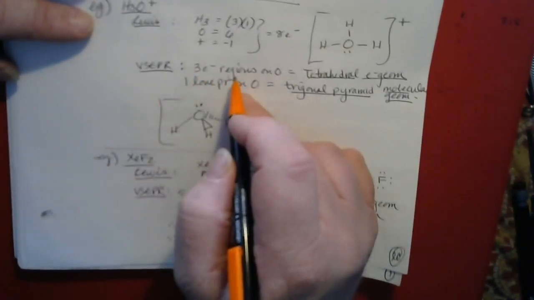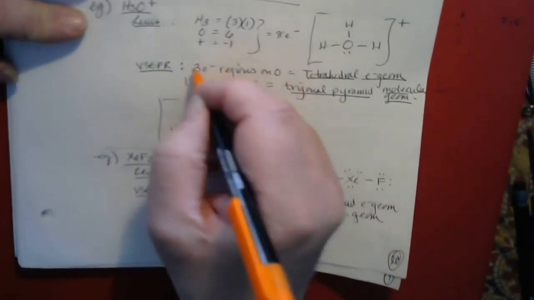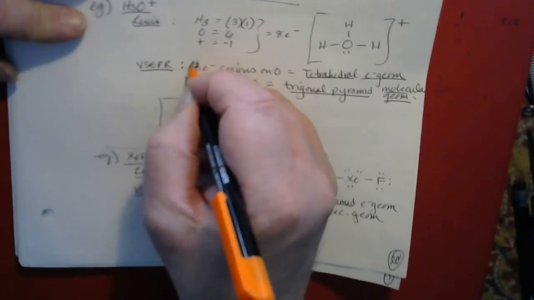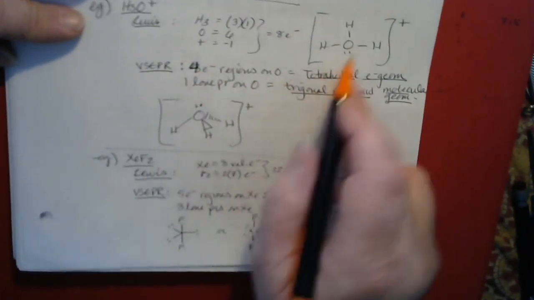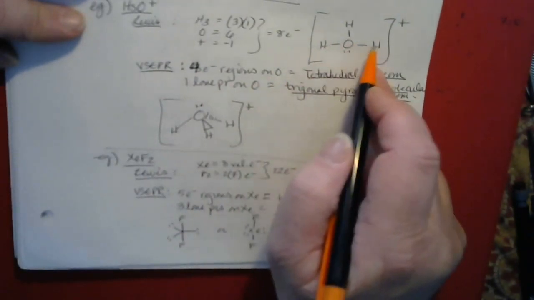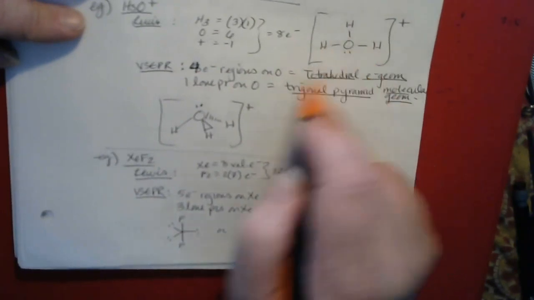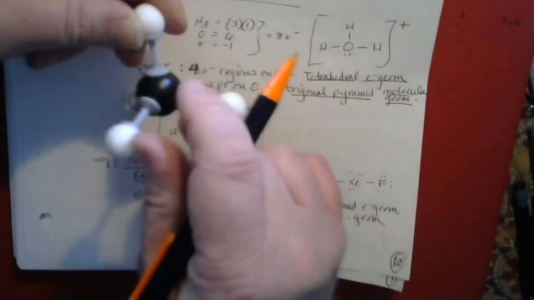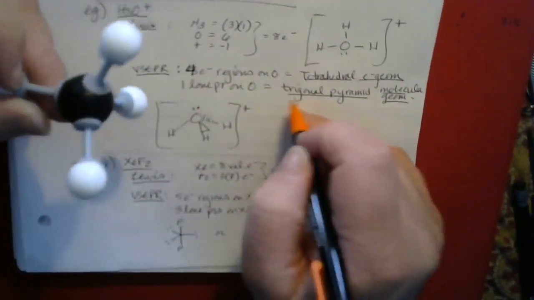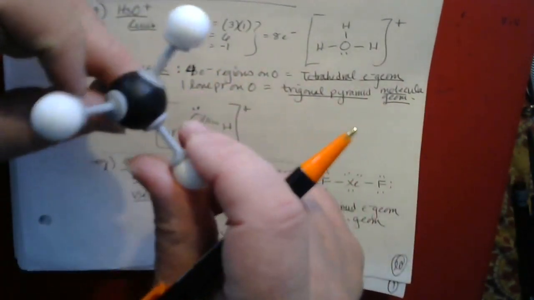We have 3, wait a minute, 4, can't count, 4 regions of electrons on oxygen. Remember, single bond, single bond, single bond, lone pair, that's 4 regions of electrons on oxygen. And that means we have a tetrahedral electron geometry. One of these positions is a lone pair, so you don't count it towards the molecular geometry. So we'll say that's the lone pair.